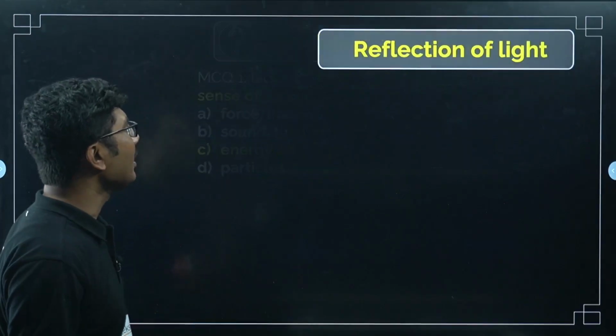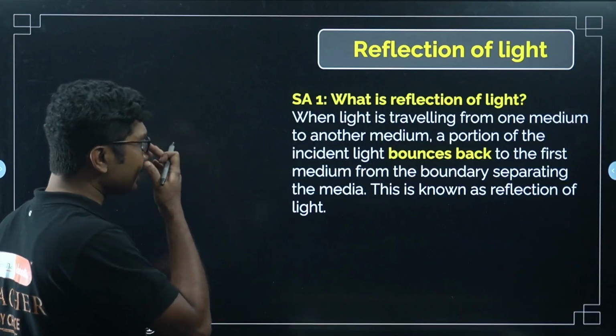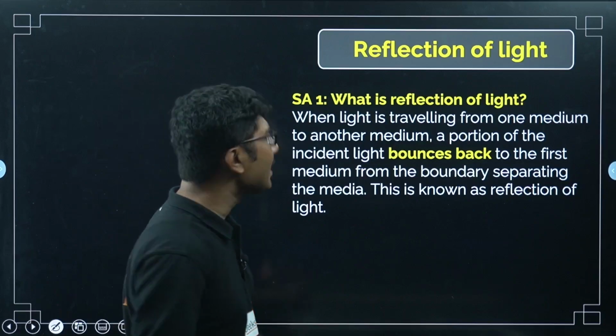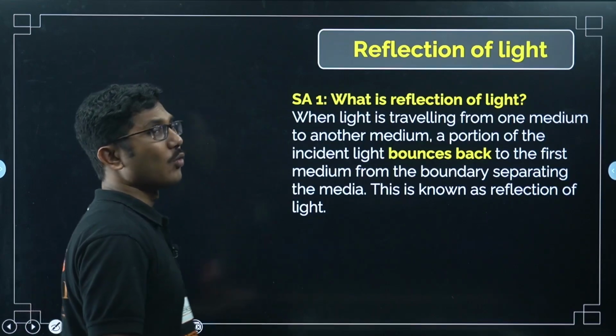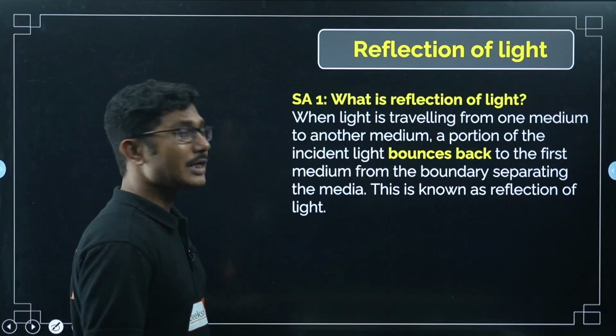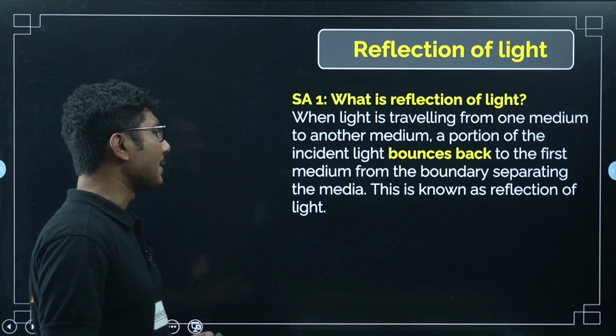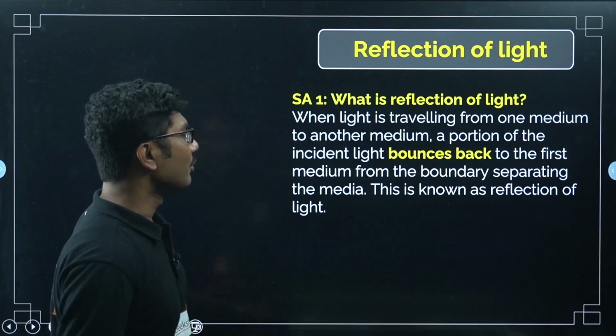Now let's move on. Let us look into the reflection of light. A small answer type question. What is reflection of light? When light travels from one medium to another medium, a portion of the incident light bounces back to the first medium from the boundary separating the media. So this is known as reflection of light.